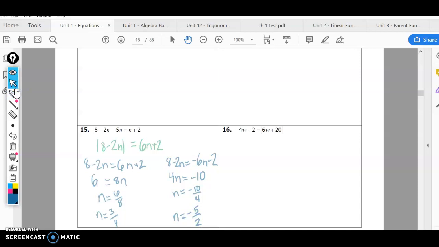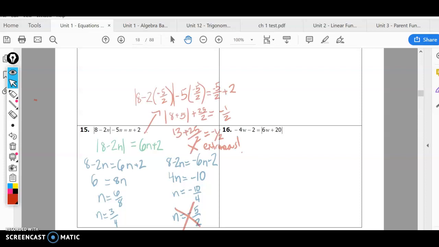But remember, after you find a solution, you have to substitute and check to see if it is extraneous. For the sake of time, I checked my second solution of negative 5 over 2 by substituting negative 5 over 2 in for all three variables. By doing that and simplifying using the order of operations, I found the left side ended up being 13 plus 25 over 2, which is definitely not equal to the right side of negative 1/2. So my only solution is n equals 3/4.